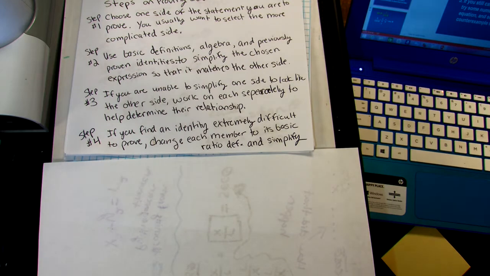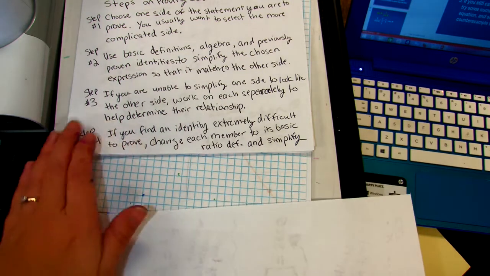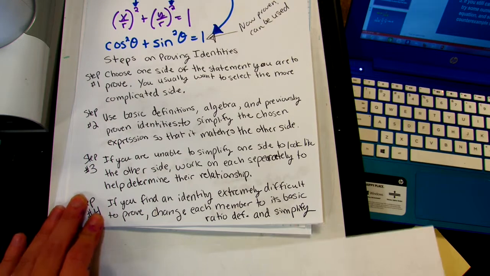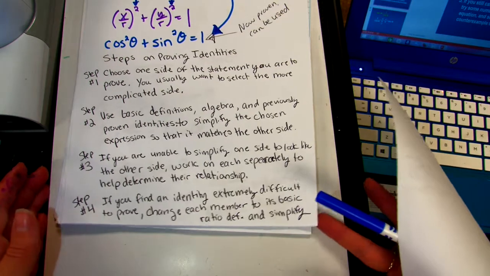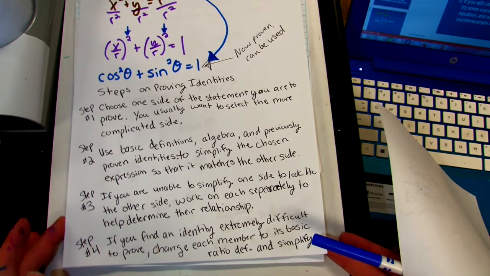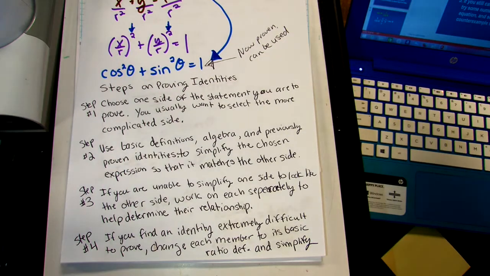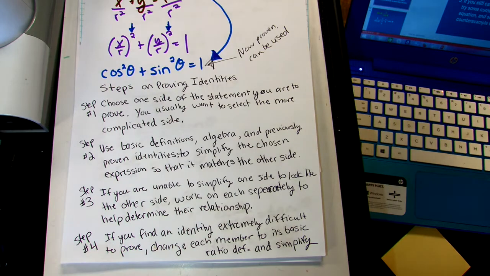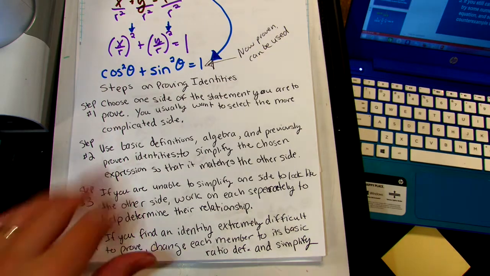Troubleshooting number 4. If you find an identity so difficult, what you want to do is change each member back to its original ratio definition. I'm talking about y over r, x over r, y over x, those definitions. Go back to the basics and then simplify and see what happens.